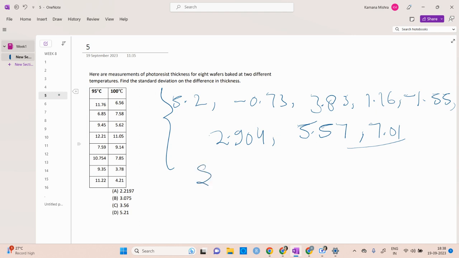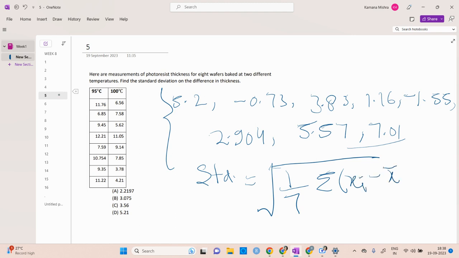To find the standard deviation, we have 1, 2, 3, 4, 5, 6, 7, 8 values. So its formula will be 1 upon 8 minus 1, this is the variance, and then the summation of xi minus x bar whole square. You can solve it, and the answer, I tell you, is B. This one is the answer.